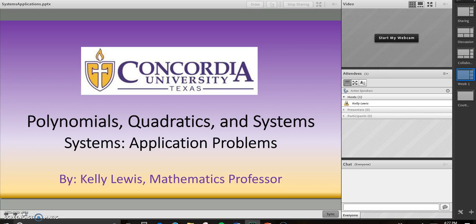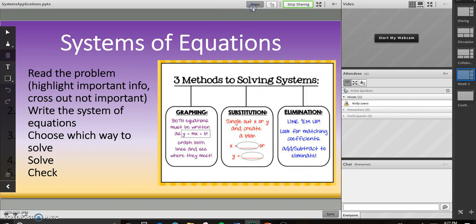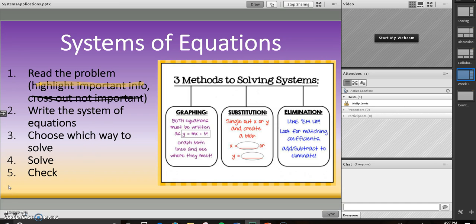All right, so now that you've learned how to solve systems of equations using graphing, substitution, and elimination, let's do a few application problems, some word problems. The best way I can suggest is to read the problem, highlight important information. I always cross out not important information because a lot of times all the words are kind of overwhelming. Then write out the system of equations.